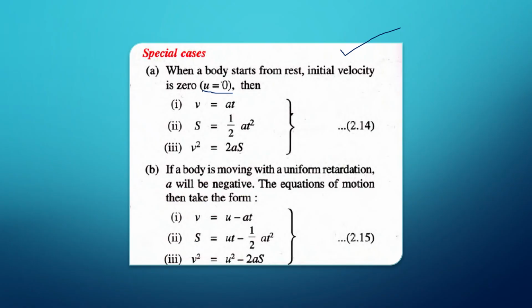And if a body is moving with uniform retardation, a will be negative. Now when we say uniform retardation, the other word is also deceleration. So the equations of motion take the form v is equal to u minus at, s is equal to ut minus half at square, and v square is equal to u square minus 2as. So here the negative sign means a body is moving with uniform retardation.